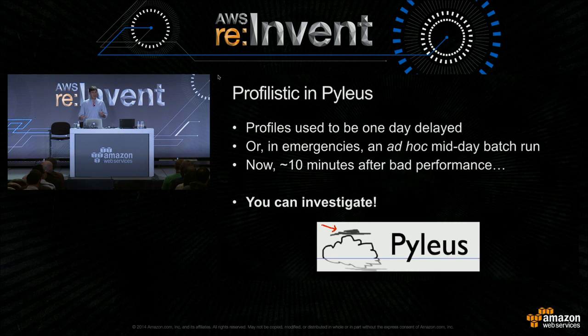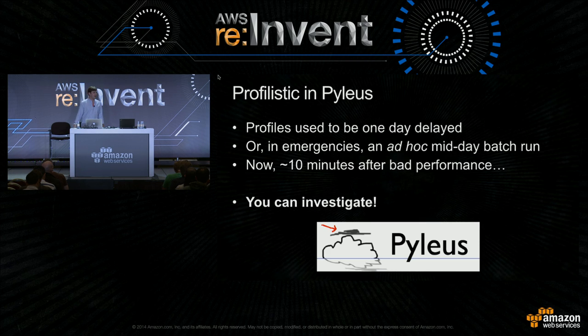So, Profilistic and Pyleus, for our specific application, the profiles used to be 1 day delayed. And what I mean by that is, for profiles that were collected on a Monday, based on Monday's web traffic, we'd make it to about 1 a.m. into Tuesday, and then we'd kick off our batch jobs. So the batch jobs would take, in the cluster size that we were providing them with, the first one was a little under an hour, and then the second one was somewhere between 2 and 4 hours. So by the time our engineers on the West Coast came into work, the profiles for the previous day were already there. So that's fine, but in emergencies, that's not fine.